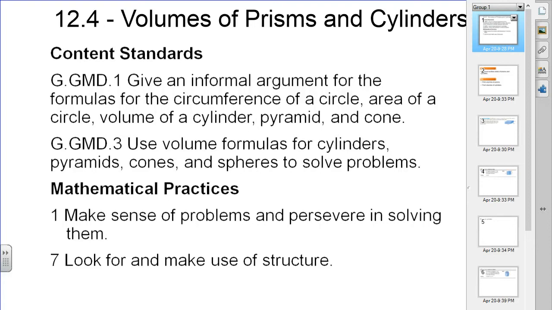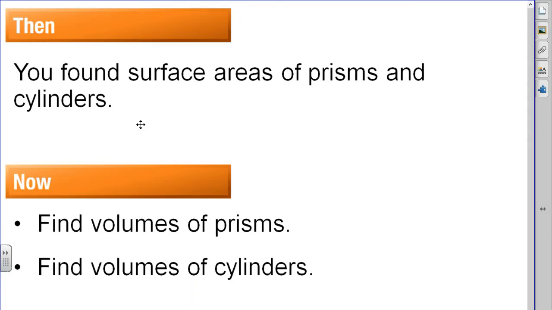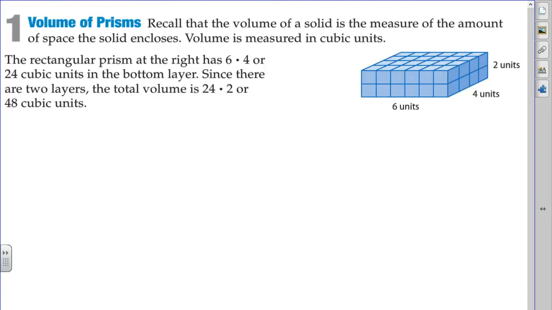Okay, so here are the notes for section 12.4, volumes of prisms and cylinders. We've talked about surface areas of prisms and cylinders. Now we're going to talk about volumes of these shapes. So first of all, the basic introduction into how to find the volume of a prism.